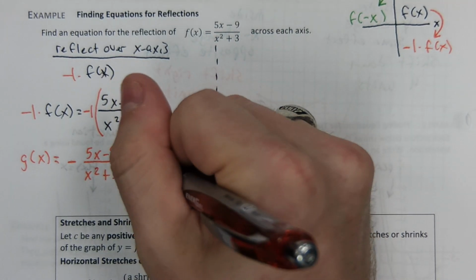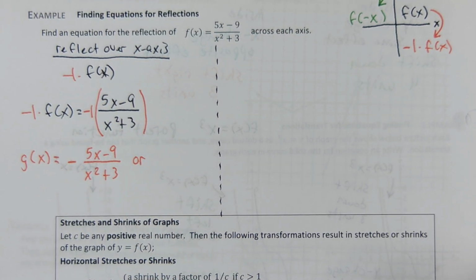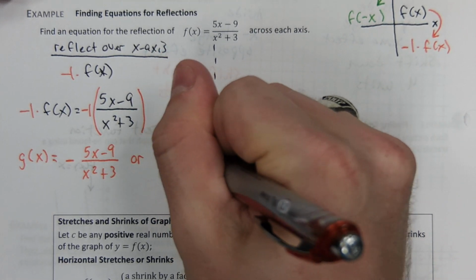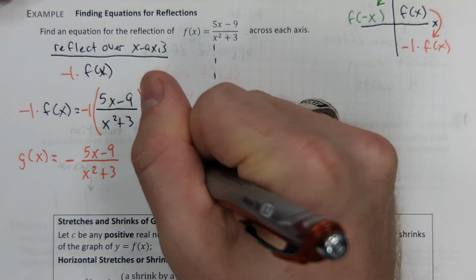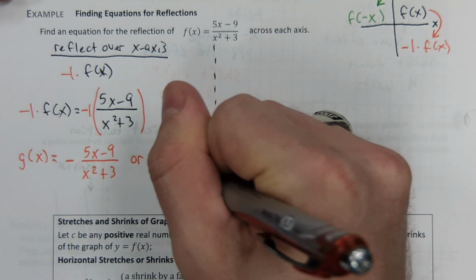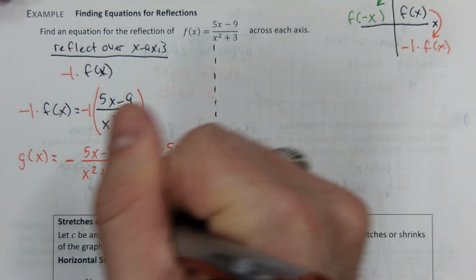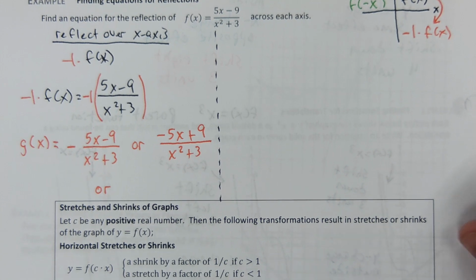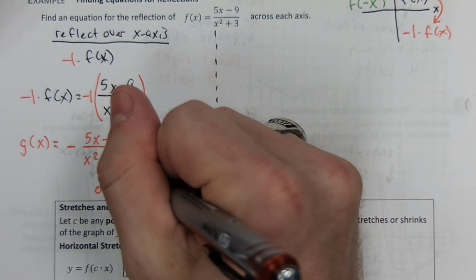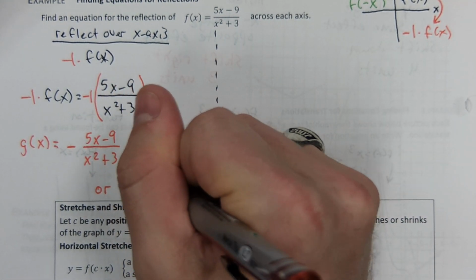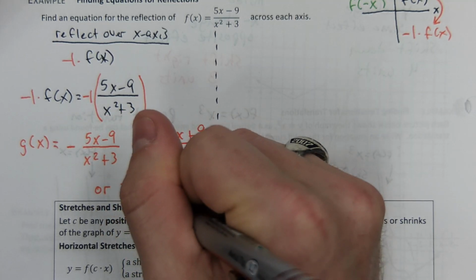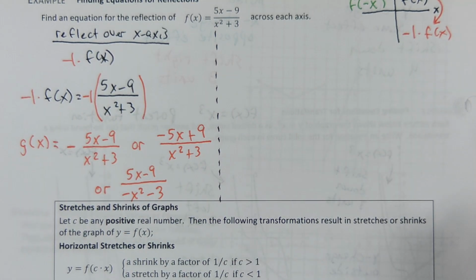Or you could distribute it to the numerator, so distribute it across the top to get -5x plus 9 all over x squared plus 3. Or you could be strange and distribute it to the denominator. And the reason why I say that's strange is because you don't want that negative on that x squared if you can avoid it. It's just a little weird.